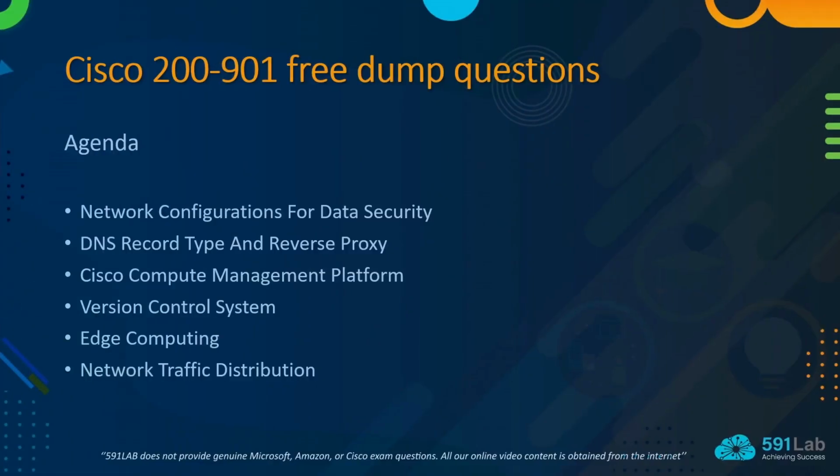Then let's look at today's agenda. First one is network configuration for data security. The second one is DNS record type and reverse proxy. Next is Cisco Compute Management Platform. And the next one is version control system. Then edge computing. The last one is network traffic distribution.